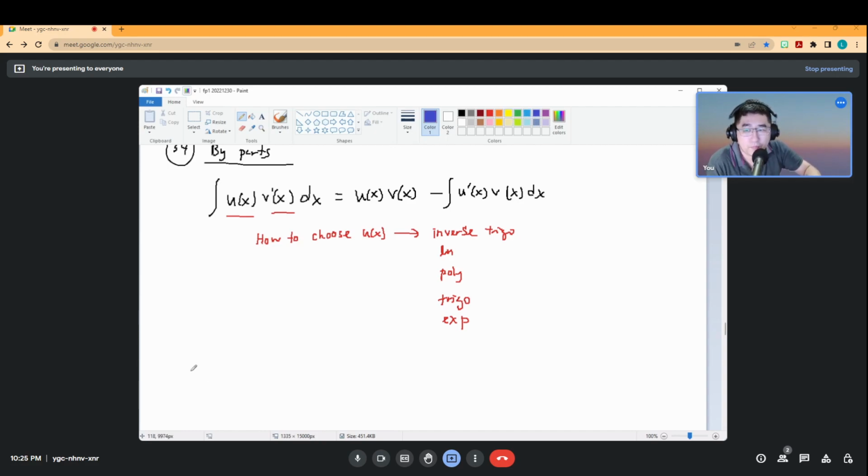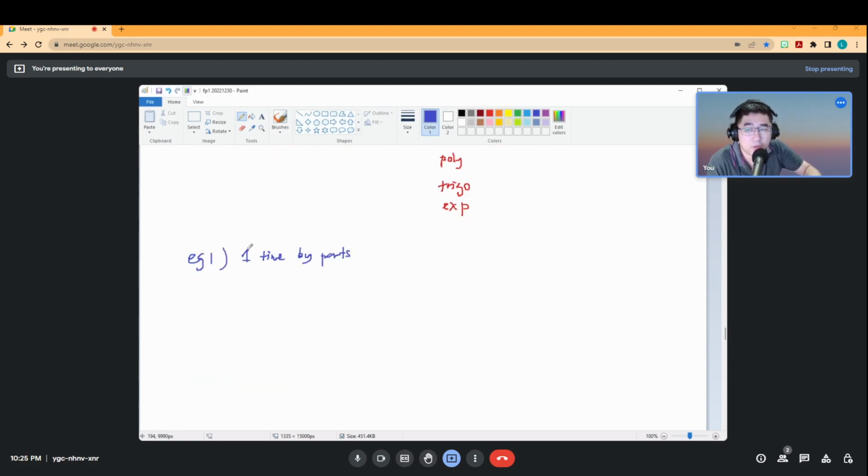Example 1. This example is one time by parts. Let's see. I have maybe xex. You can see there's a component of polynomial and exponential. According to the order, I will choose my u as x, my v prime as ex. So differentiate, I have 1. Integrate, I have ex.